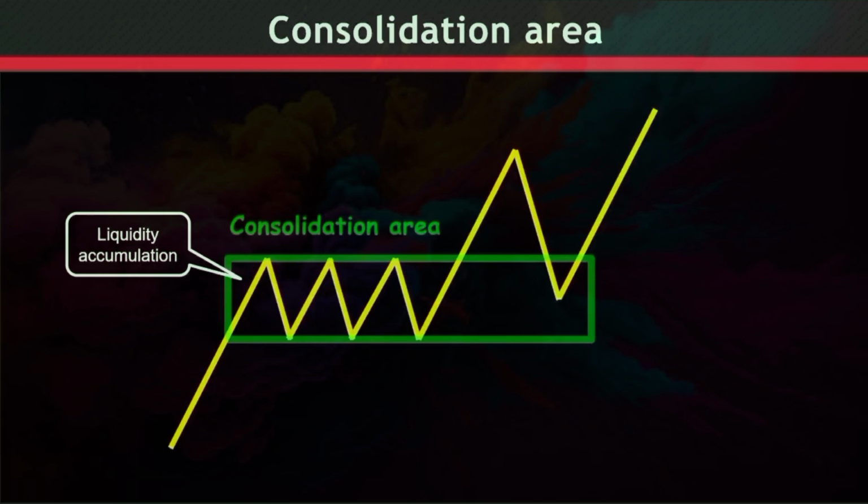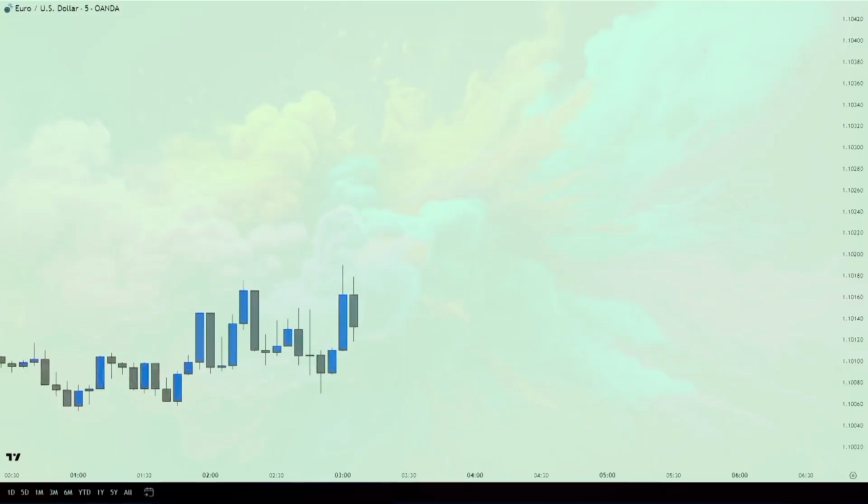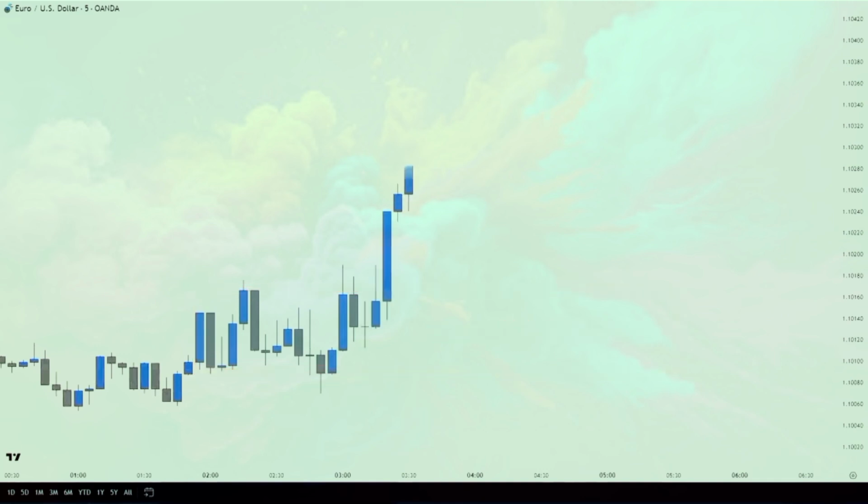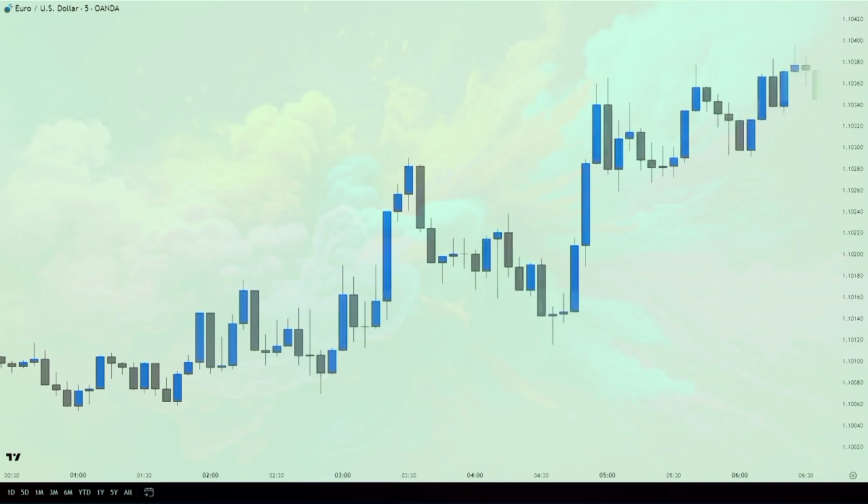However, we still need to have some imbalance before considering this area of valid supply and demand. For example, here the price was consolidating in the Asian session before the London liquidity entered the market. So this consolidation area becomes a perfect demand zone for long opportunities. Our stop will be protected above this zone and we can set multiple targets.